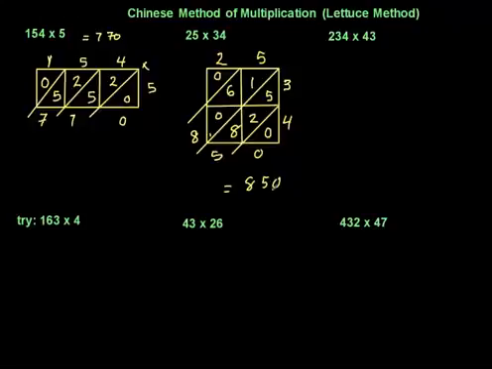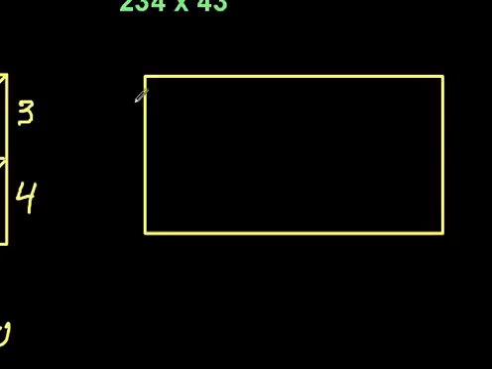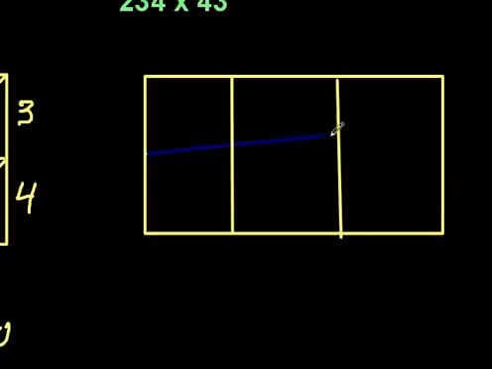Now let's try another one: 234 times 43. If I put 234, I need to draw a rectangle. Because I've got to put 234 there, I split it up in three parts there first, and then I split it up that way. Now let's draw diagonals.